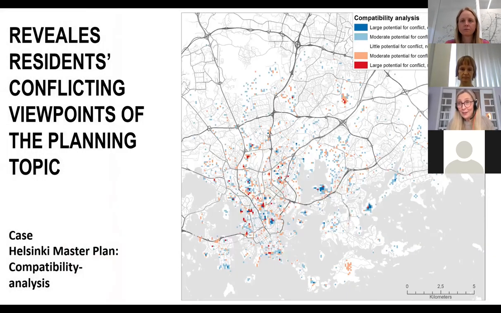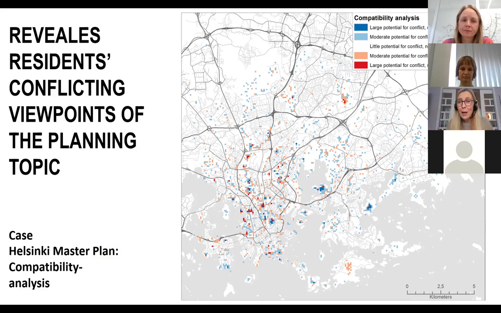So let's take a look, because the transport planners mentioned these conflicting viewpoints. So let's take an example from the Helsinki Master Plan, where we did this kind of mapping exercise and asked people two questions. The Helsinki Master Plan was very much about an urban densification plan, and therefore inhabitants were asked only two questions: where do they think new buildings could be located, and where absolutely not? Where are areas, green areas typically, that should be protected?